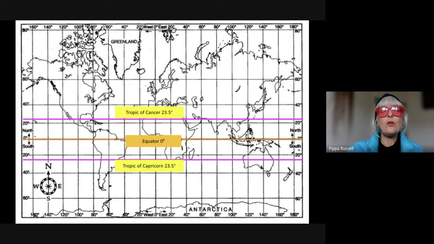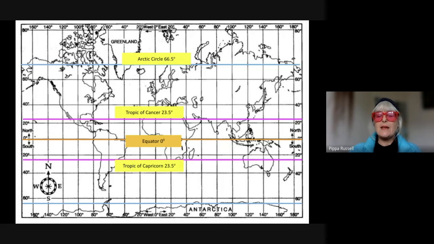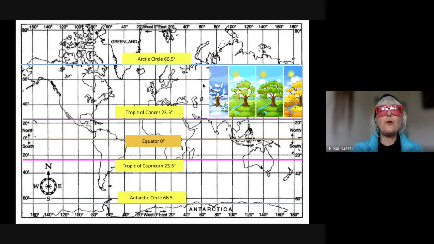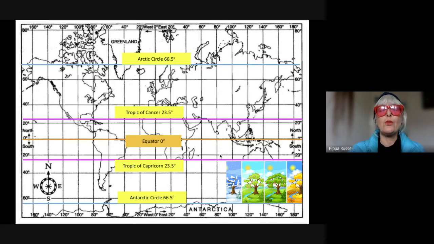All right, heading north, and we're going to 66.5 degrees north, and that is the Arctic Circle. And south, mirroring, we have the Antarctic Circle at 66.5 degrees south. Now, if we've got 2 seasons between these lines of the tropics, we have 4 seasons from the line of the tropics to the circle lines, and that's both north and south.